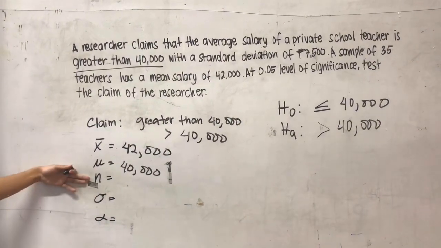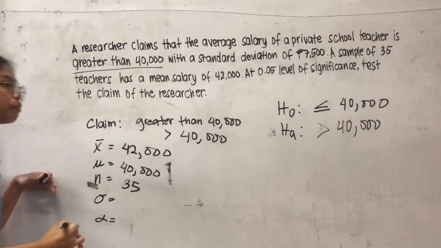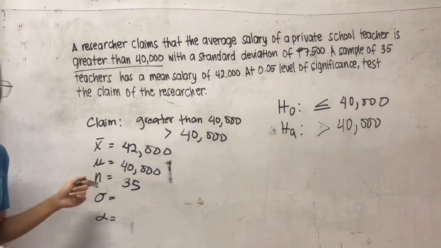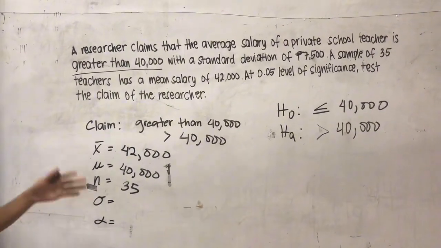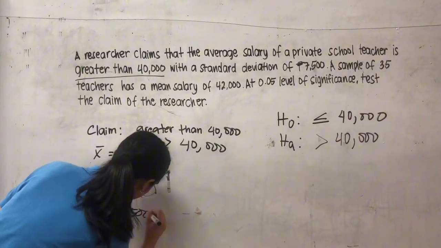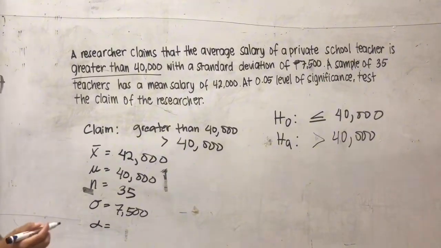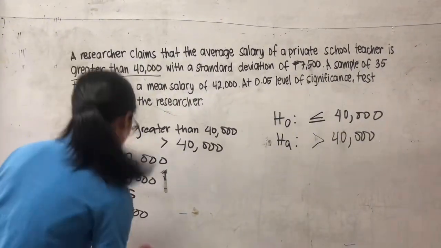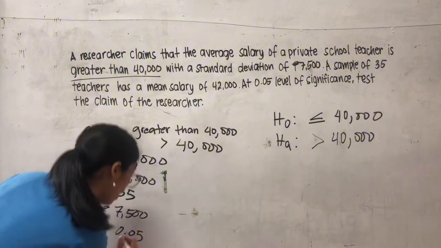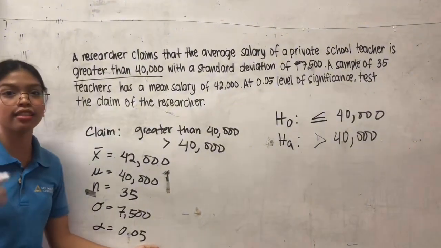Our sample size is the 35 teachers. For our standard deviation, it is 7,500. And for our significance level, or the alpha level, it is 0.05. After identifying this, we can now put this in our formula, which is the z-test equation.